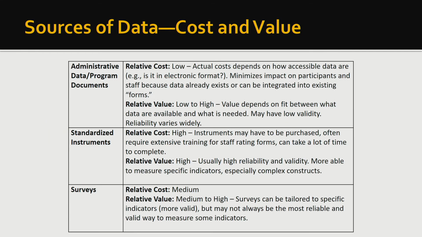Okay, this is a rather dense slide, so I'm not going to go through it in detail. But the main point is that there are lots of different sources of information to look at treatment quality, and I've divided them into three major categories. They include existing data that comes from administrative data and program documents, things like admission and discharge forms, program procedures and policy manuals. These tend to be low cost because it is existing data. The value can vary between low and high depending on the quality of that information and what you're trying to measure. Then, of course, there are standardized instruments, things like the Addiction Severity Index.